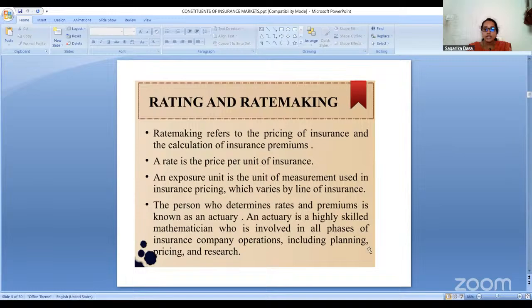An actuary is a highly skilled mathematician who is involved in all phases of insurance company operations, including planning, pricing, and research. Because he is dealing with figures and numerical calculations, he must be very highly skilled. He has to deal with the planning of insurance, pricing of insurance, as well as research in insurance. So this is rate making.